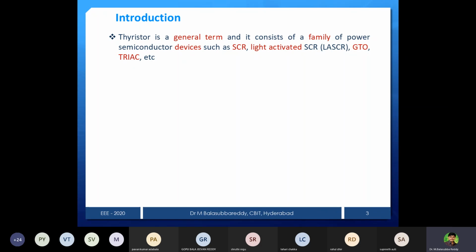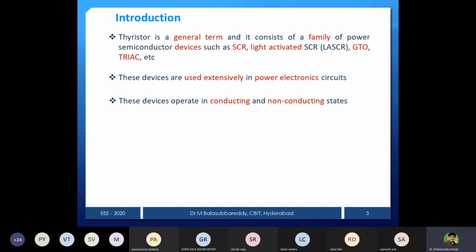This will normally be used for accurate turn on, where a laser beam is passed to fire the device. For that we use the light activated SCR, that is the laser, and GTO, that is the gate turn off device, and triac, triode AC. All these are the family of that. These devices are used extensively in power electronic circuits only. Normally all the power electronics controllers use this type of devices.